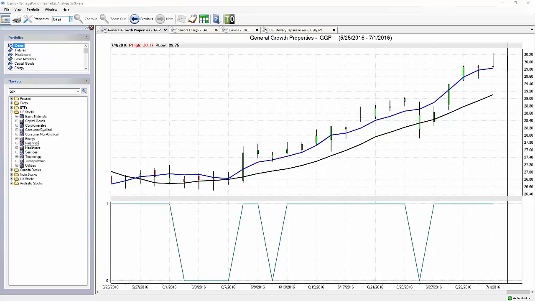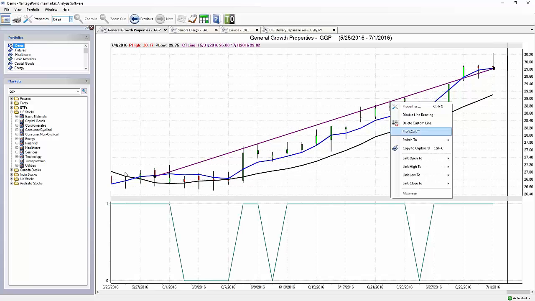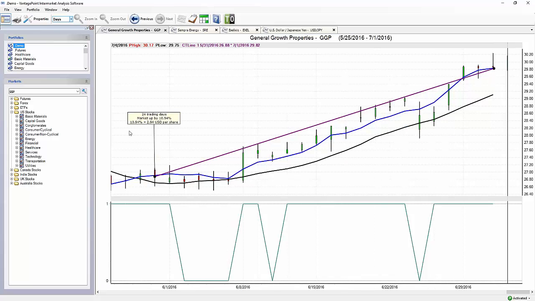A really nice rally to the upside, and you see that this market is still moving higher. So about, let's see, about 24 trading days, the market's moved up almost 11% on what's a $26, $27 stock, trading up around $30 a share.